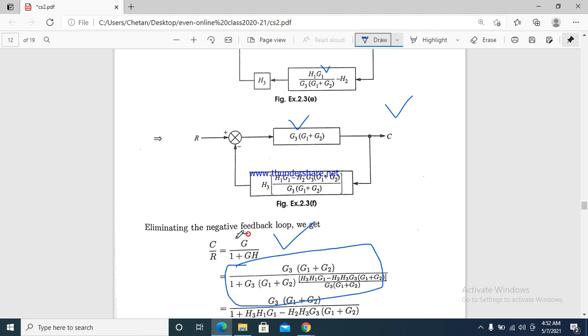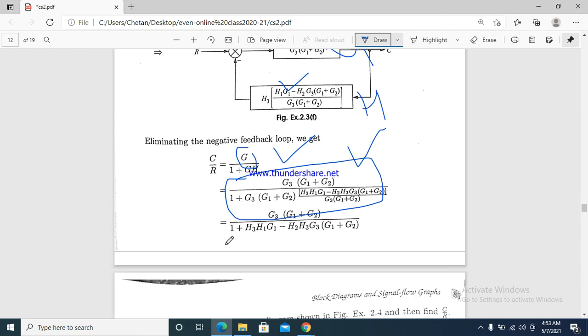In place of G of s, what value have you used? G of s means your value, and this is your H of s. This is G and this is your H. Substitute all these things here. You will get C by R equal to this one.